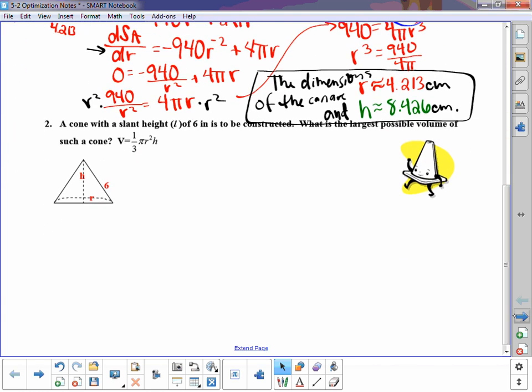Alright, so our slant height on the cone is this guy here. And so we have a cone with a slant height of 6 inches to be constructed. What is the largest possible volume of such a cone, given that our volume is 1/3 pi r squared h? So what are we maximizing or minimizing? Volume. Good, we're maximizing volume.